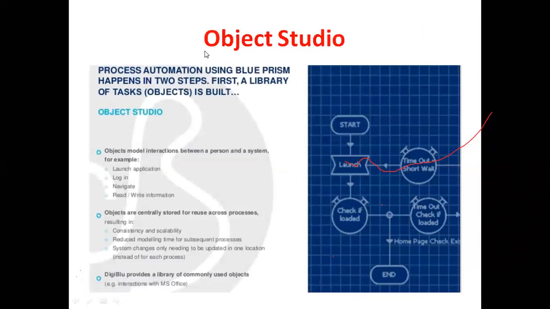Now we'll first see what Object Studio is. It's process automation using Blue Prism. First we will talk about Object Studio. What it will do exactly is, by using Object Studio you can define your process. It models interactions between a person and a system. For example, you want to launch an application, log in, navigate, read some information and write some information. When you want to do these actions, you are going to use Object Studio.